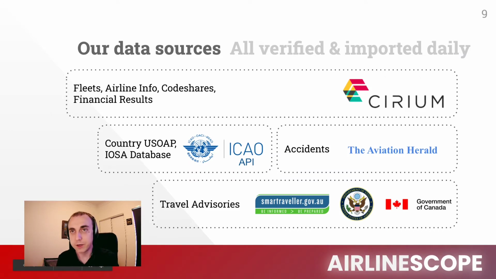I like to be quite transparent with my data sources, so Cirium is what I use for my fleet data, my codeshare data, financial data. I use the ICAO API for my country and IOSA database access. For accidents, the Aviation Herald is an excellent resource, and my travel advisories I get from the Australian, American, and Canadian governments, and that filters into my country security ratings by using an average of all three of those.